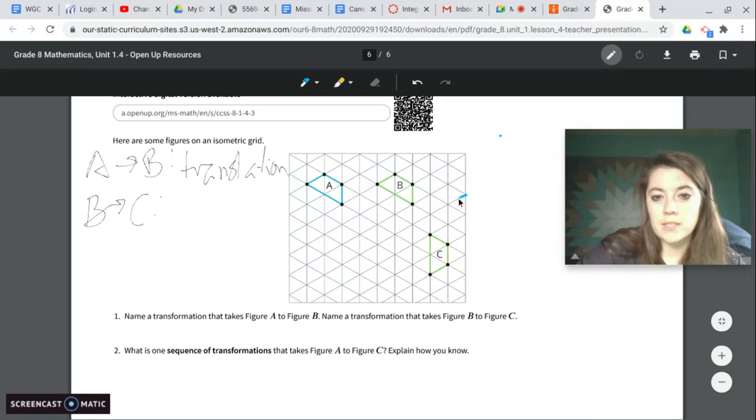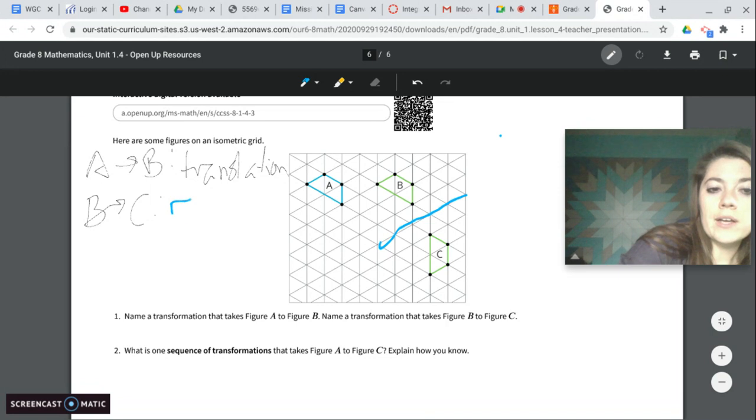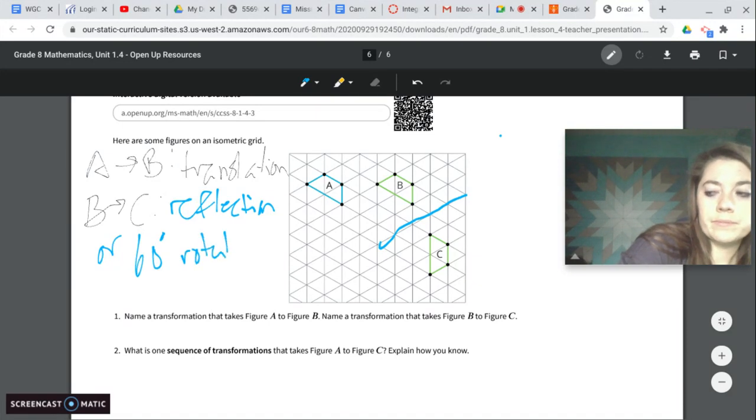So one is we could have reflected over this line if it were a straighter line, obviously. Because notice this point here is one triangle away from this line, and then this one is as well. So they're the same distance from the line. The same would hold true for the other ones. So it could be a reflection, or it could be a 60-degree rotation about this point right here. So it's reflection or 60-degree rotation.